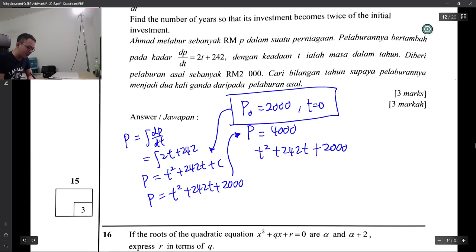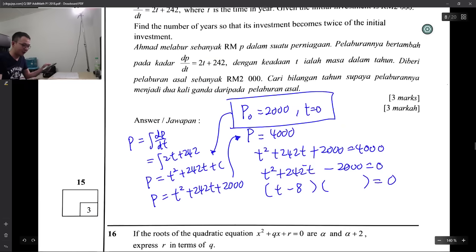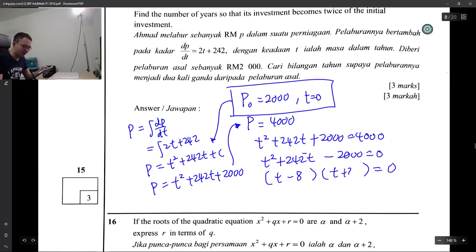Plus 2,000 equals 4,000. So I will get t squared plus 242t minus 2,000 equals 0. And then I will just try to factorize this one. Yeah, I will use the help of a calculator. I'm so lazy to count manually. 1, 242, negative 2,000. So you should get t minus 8 and t plus 250. Then t equals 8 or t equals negative 250. Since t is a time, I will reject the negative value.